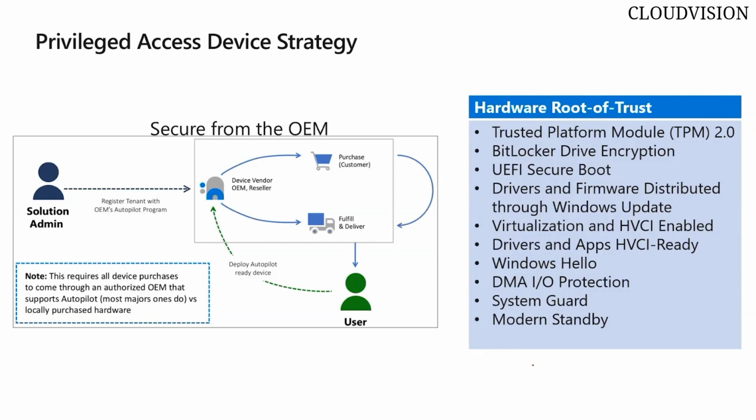For example, your company wants to buy laptops. Your company wants to provide devices to their users, to their employees. So whenever we buy the hardware, we don't buy it from any regular vendor. We actually buy the devices from the OEM, from the original vendor, from the authorized vendor.